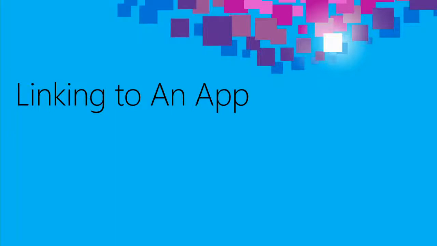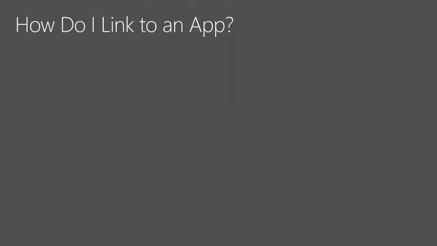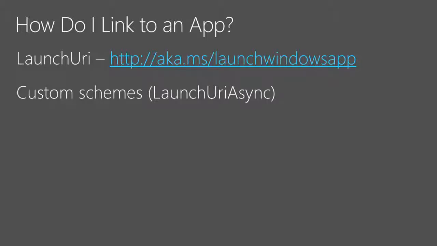So, linking to an app. Too quick on the clicker. So, how do I link to an app? Well, today we link to an app using Launch URI. In reality, it's LaunchUriAsync that is the actual method that we call. And it does exactly what it says on the tin. It launches a URI. Now, the interesting thing about this is we're not just constrained to the HTTP scheme. We can actually launch custom schemes.